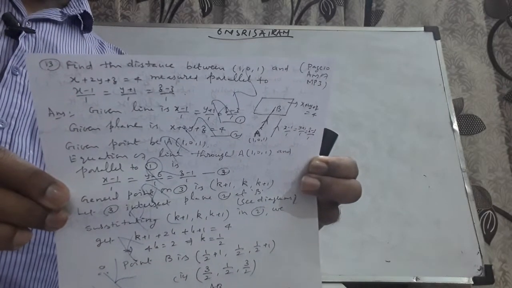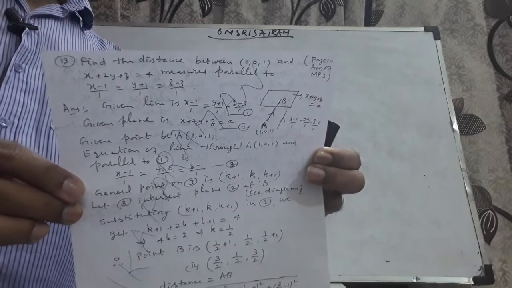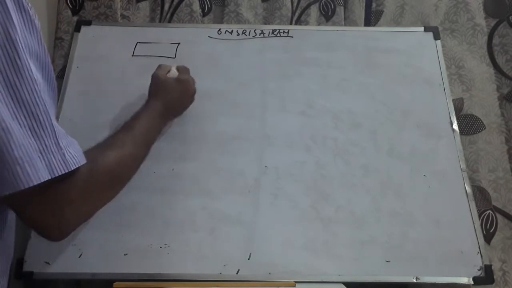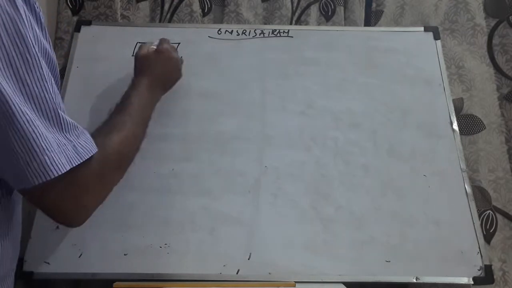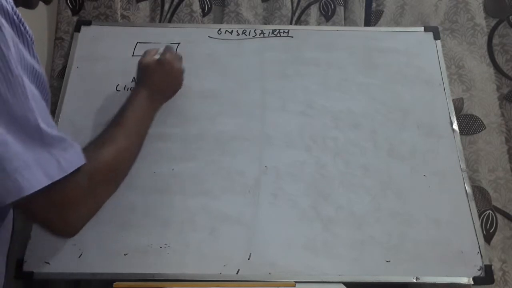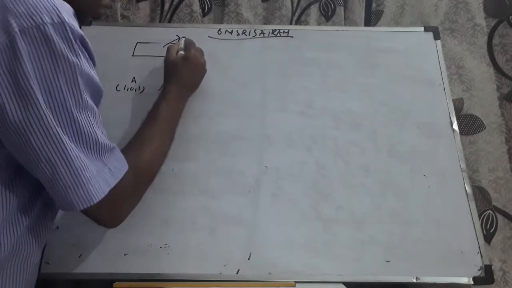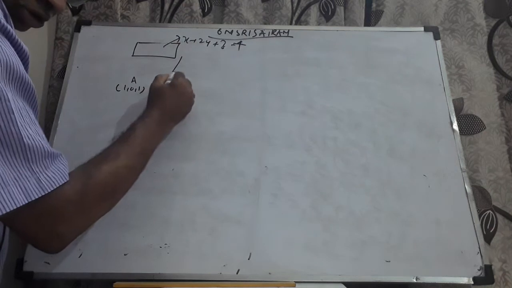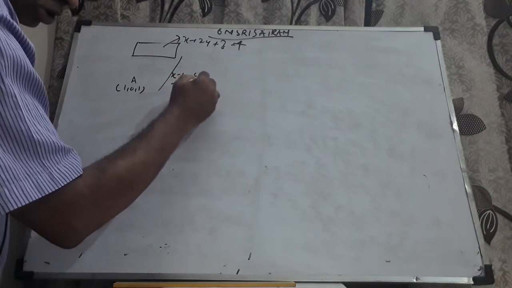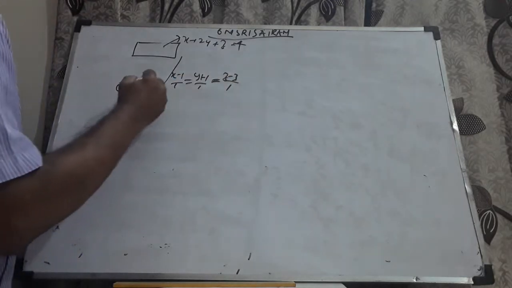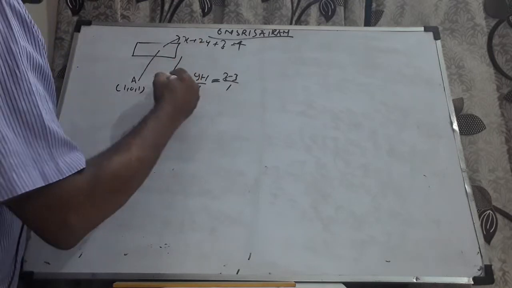You can read the question if you want. It occupies more space if I write it down on the board. Okay, let me just draw a rough diagram. This is the plane given to you. This is the line given to you. This is the point, let us say A(1, 0, 1). The plane here is x + 2y + z = 4. The line here is (x - 1)/1 = (y + 1)/1 = (z - 3)/1. I need to draw a line parallel to this.